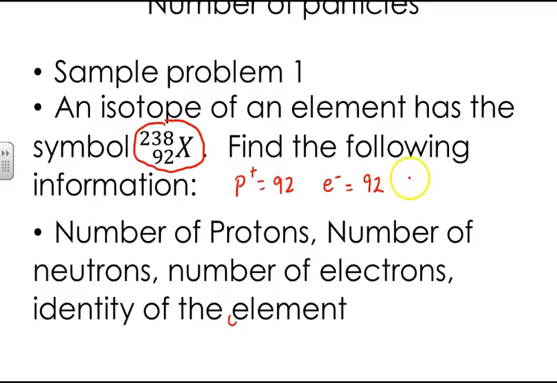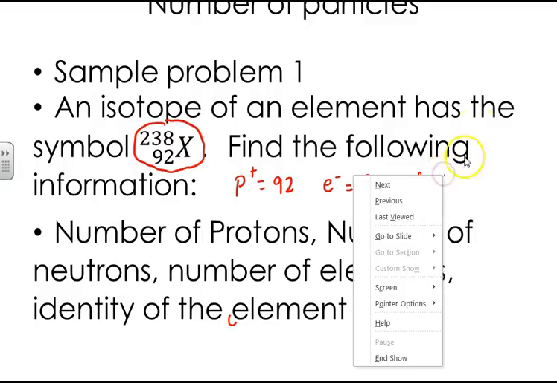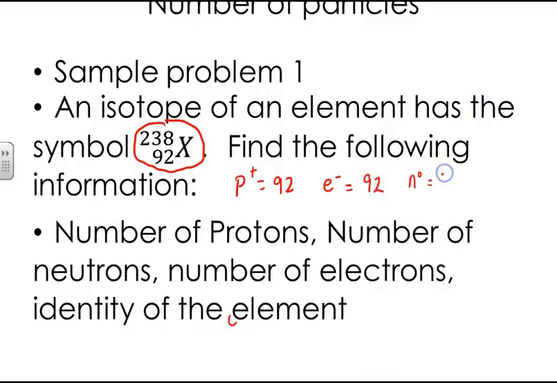And then to get the number of neutrons, that's going to be the number of protons and neutrons combined, which is the mass number, minus the atomic number, the number of protons. So that's going to be 238, because this is the mass number, minus the atomic number, 92.